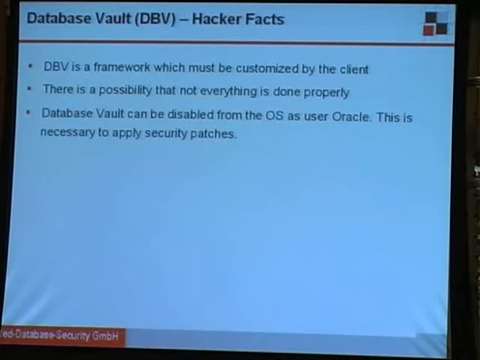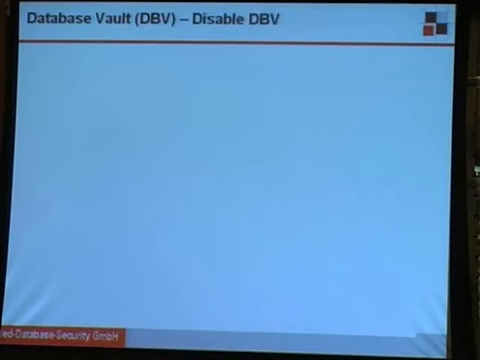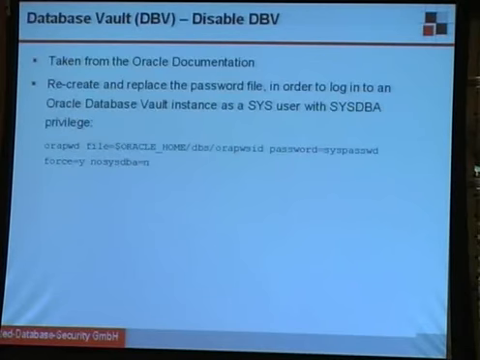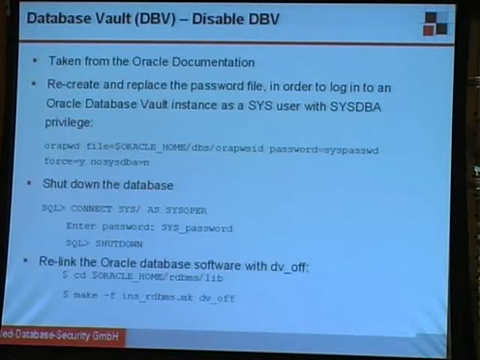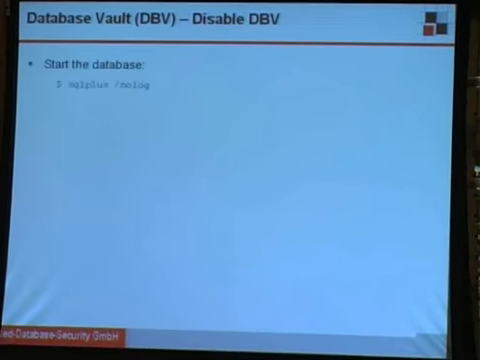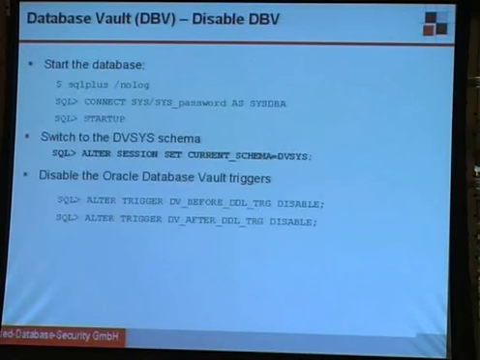And from the concept, Database Vault can be disabled. This is necessary to apply security patches. And this is taken from the Oracle documentation. Just submit the following command, and then your $20,000 solution is disabled. So you do this, and then you have an unprotected database, and the DBA can access everything again. So every user with operating system access as user Oracle can disable Database Vault. And most of the people are not aware of that.